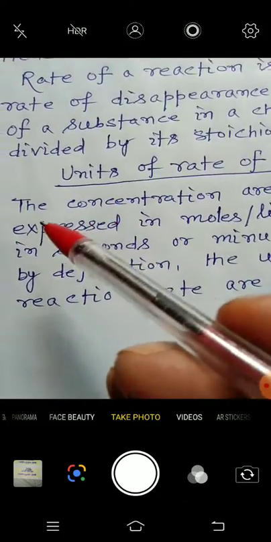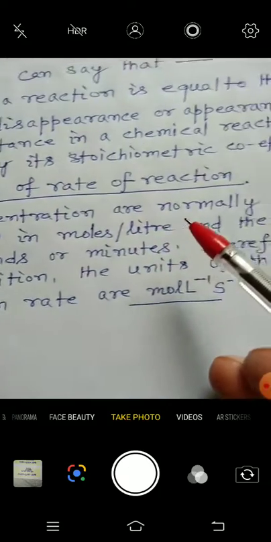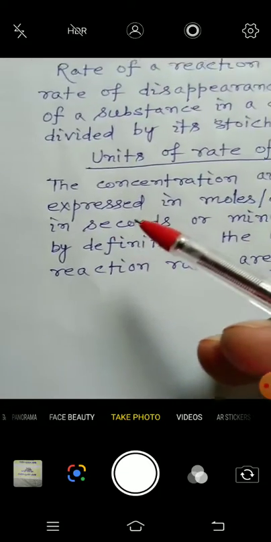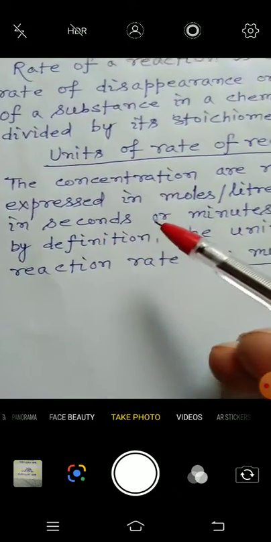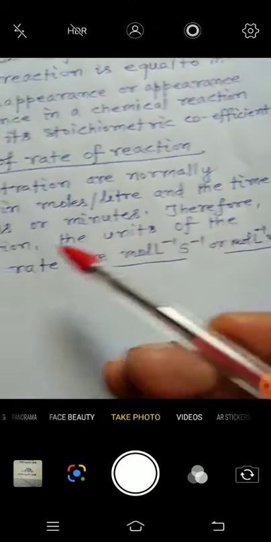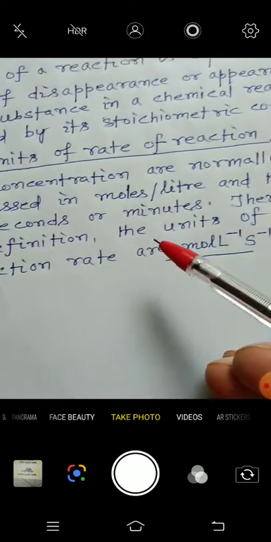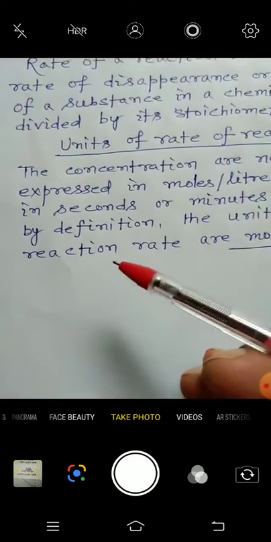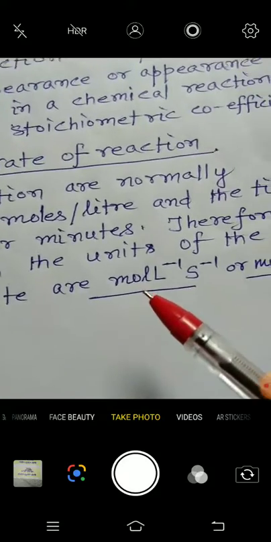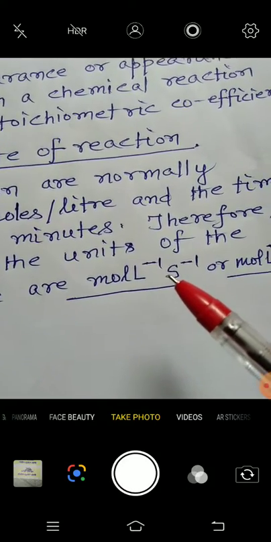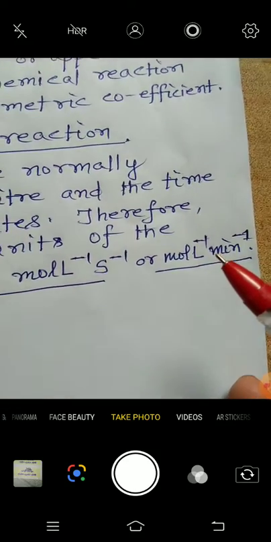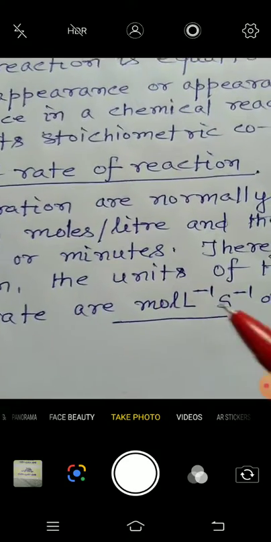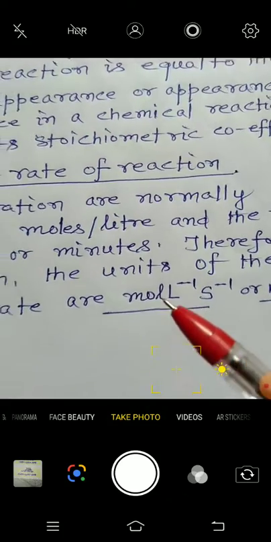Units of rate of reaction. So see here what the unit will be. The concentrations are normally expressed in moles per liter and the time in seconds or minutes. Therefore, by definition, the units of the reaction rate are mole liter inverse second inverse, or mole liter inverse minute inverse. So this is the unit of the rate of the reaction.